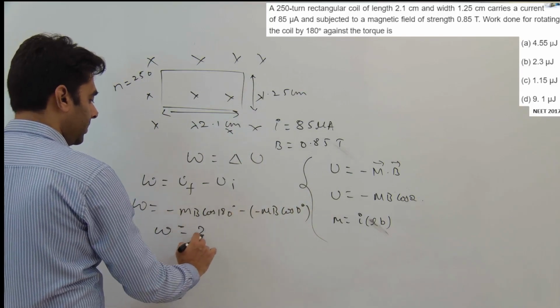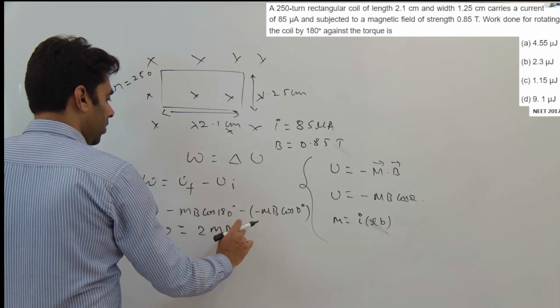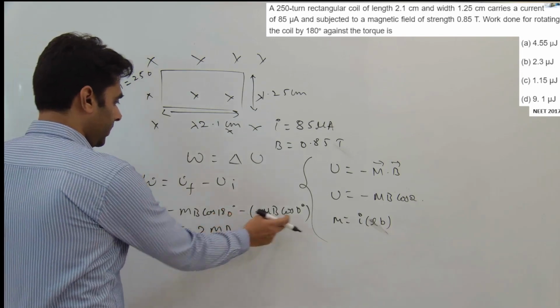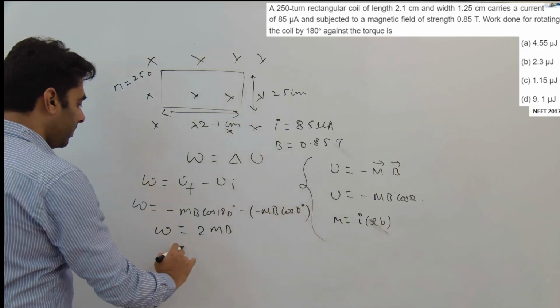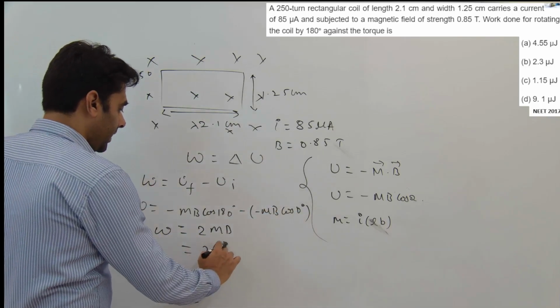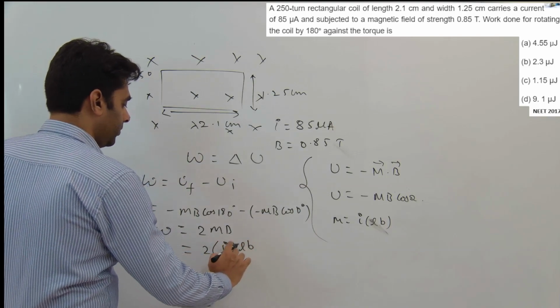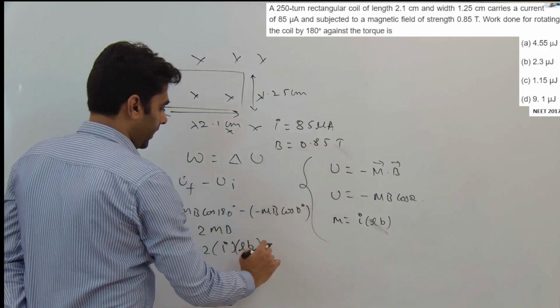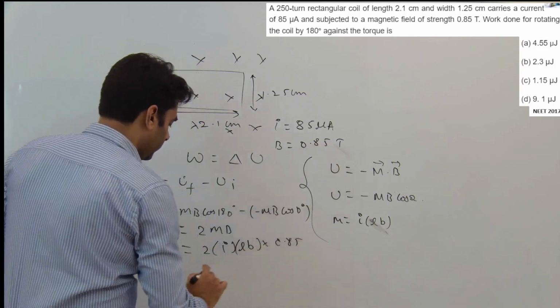So work done will be 2 MB, we are getting it. This is 1, this is also finally 1. So 2 MB, let us write down M. Magnetic moment is I into length into breadth, that is your area. Magnetic field is given to us as 0.85. Let's substitute all the values.